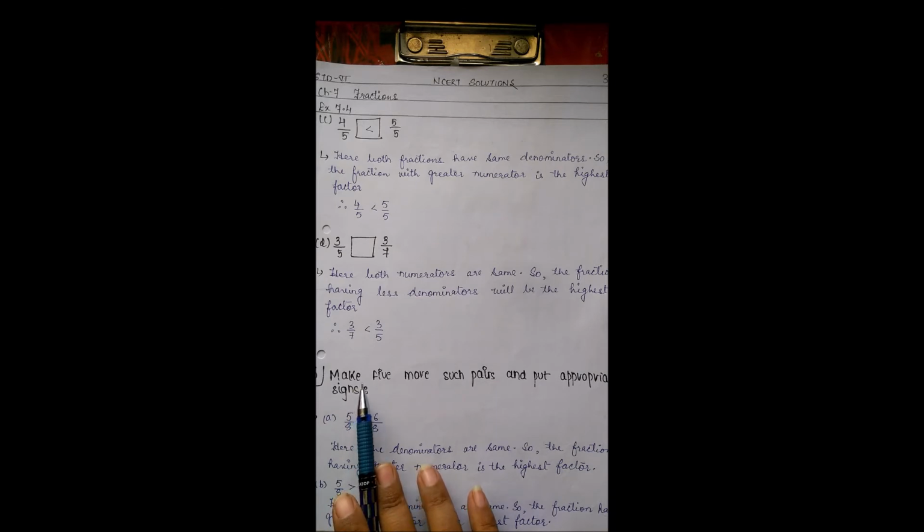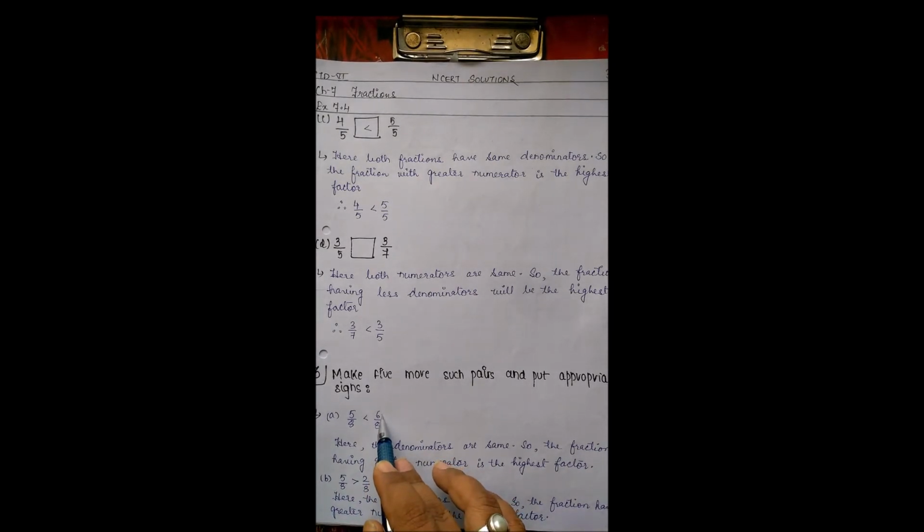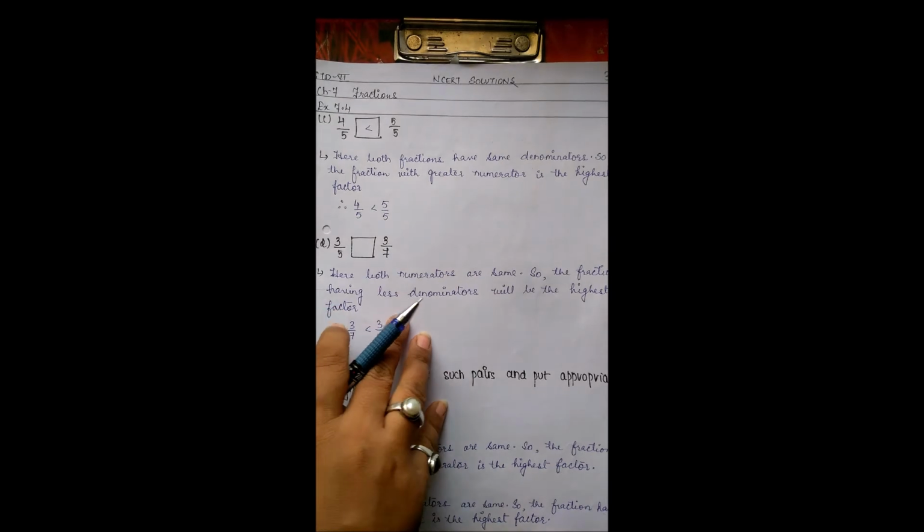Now question 3. Make 5 more such pairs and put appropriate signs. So 5 by 8 and 6 by 8. Now here the denominators are the same. So the fraction having the greater numerator is greater. So the greater numerator is 6. So 6 by 8 is greater. Then 5 by 8 and 2 by 8. Here the denominators are the same. So the fraction having the greater numerator is greater. So it is 5 by 8.